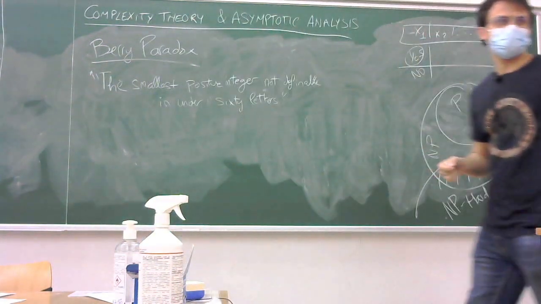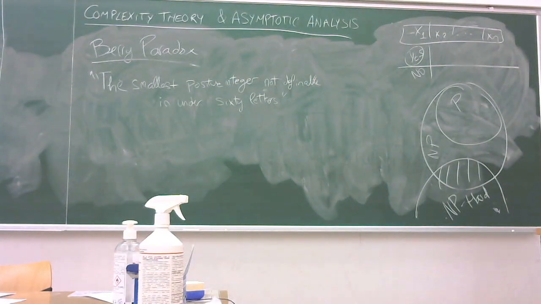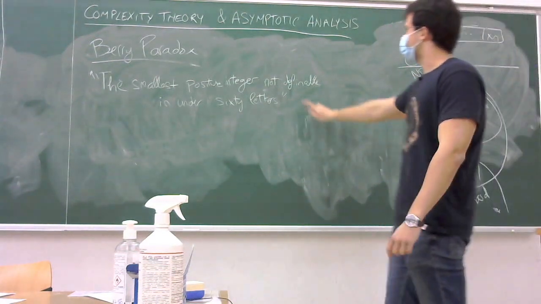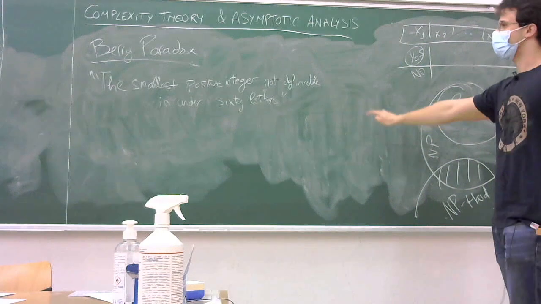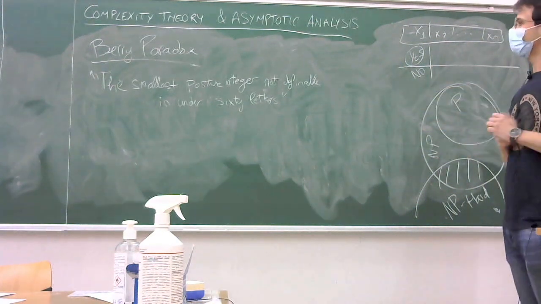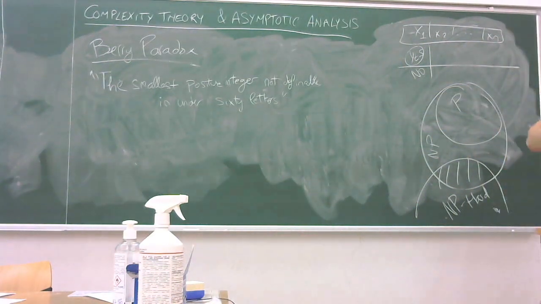So that's a statement. We know that there are infinitely many positive integers. We know that the alphabet is limited to letters, so that number should exist for sure. Well, it must exist. But again, if this number exists, this means that we have just defined it with less than 60 letters, which is the sentence itself. So we end up with this paradox.